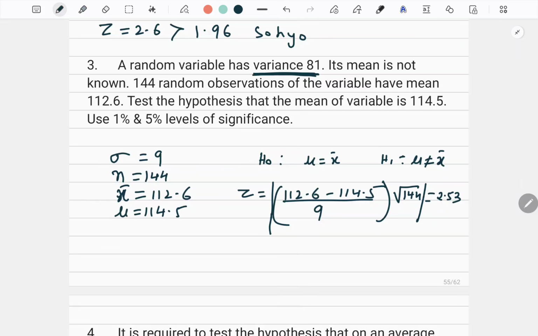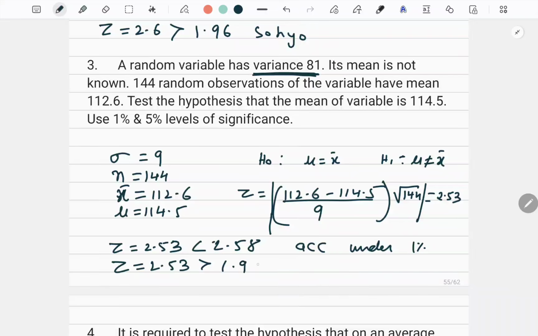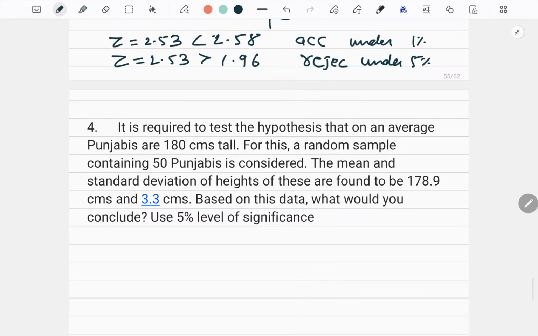So it is 2.53. Now z is equal to 2.53, which is less than 2.58. So the hypothesis is accepted under 1% level of significance. But z is equal to 2.53 is greater than 1.96. So it is rejected under 5% level of significance. Okay. Now come to the next question.